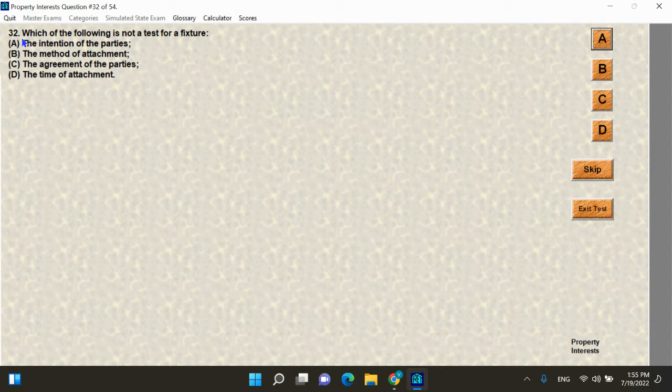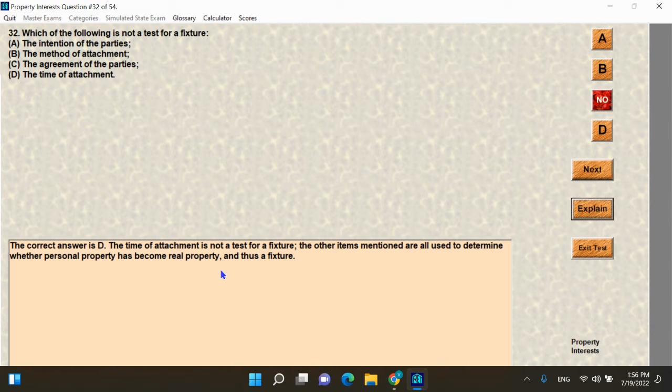Next. Number 32. Which of the following is not a test for a fixture? A. The intention of the parties. B. The method of the attachment. C. The agreement of the parties. D. The time of the attachment. The correct answer is D. The time of attachment is not a test for a fixture. The other items mentioned are all used to determine whether personal property has become real property and thus a fixture.